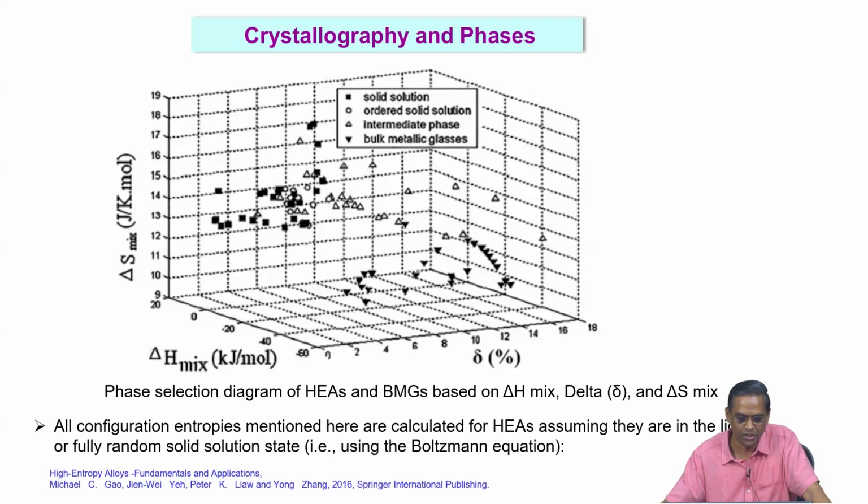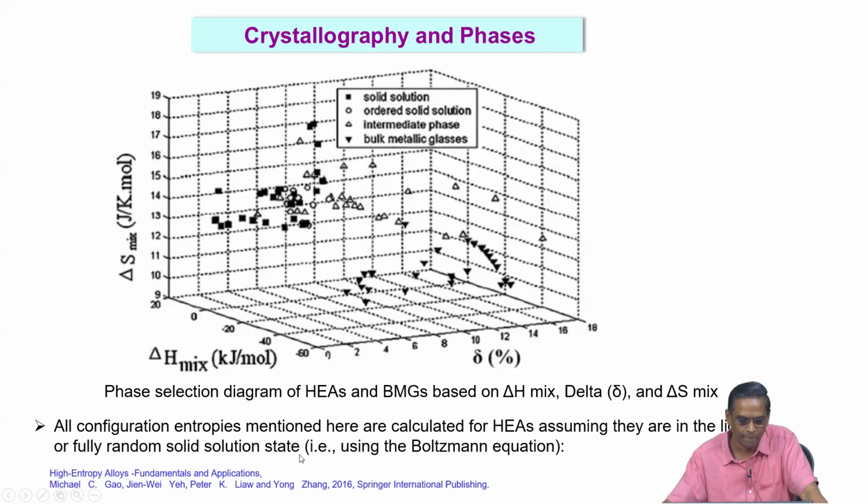For a solid solution where you had the delta H value, delta S mix is also very high, right? So delta S mix is also high. The reason why we are looking at this is that all configurational entropies mentioned here are calculated for high entropy alloys, assuming that they are in the liquid or fully random solid solution state. So that is why you need that parameter, delta S mix. Then delta S mix for a solid solution is quite different from the other ordered solutions.